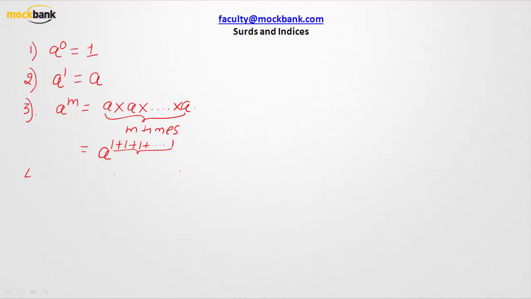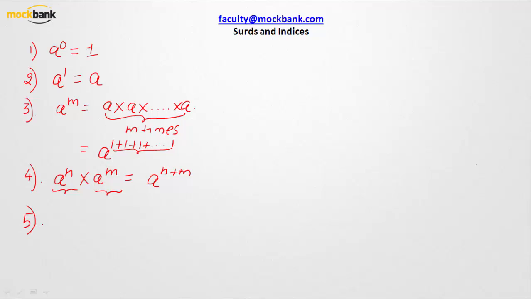Alright, now what is the fourth one? The fourth one is, if I have to multiply two numbers, say a to the power n and a to the power m, these two are being multiplied. Now do you understand the meaning of a to the power n is, a is being multiplied n times. What is the meaning of a to the power m? A is being multiplied m times. And we have also understood, whenever the bases are same, we will add the powers. So this becomes a to the power n plus m.